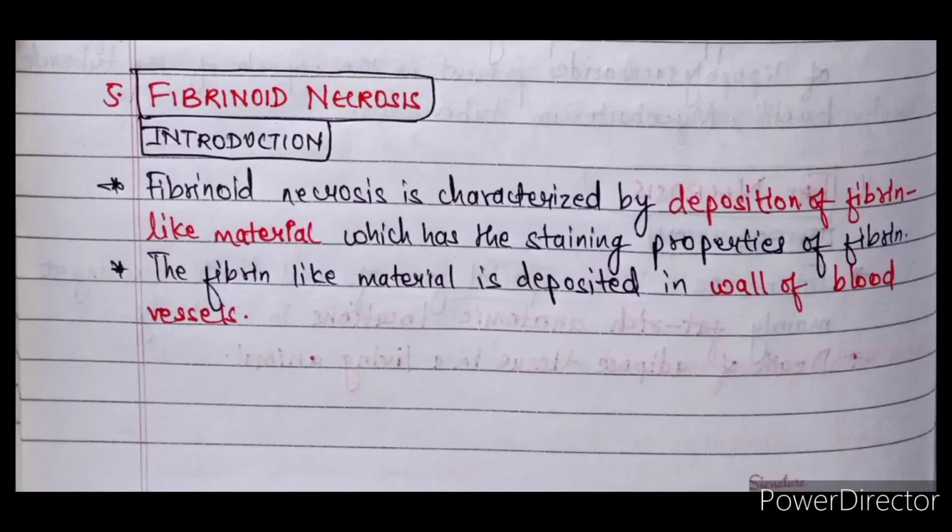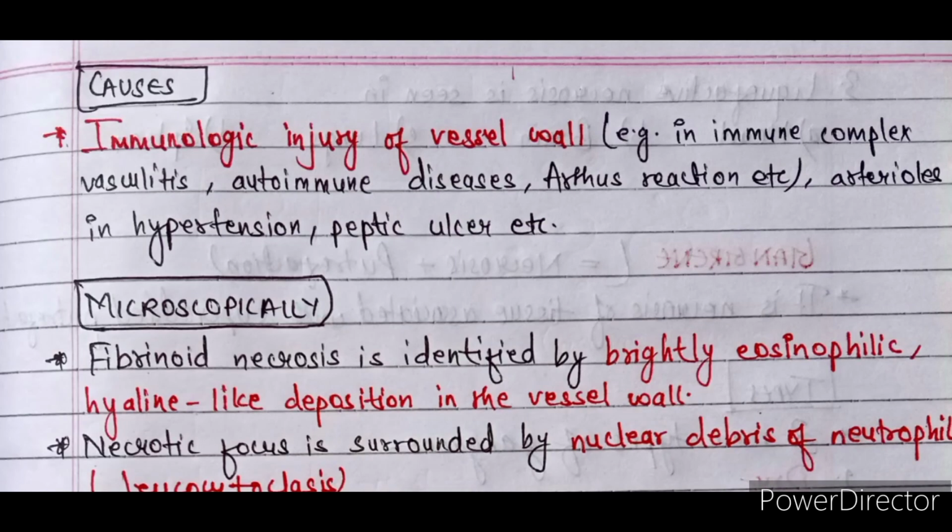Now let's see the fifth type of necrosis, that is fibrinoid necrosis. Let's see its introduction. So the fibrinoid necrosis is characterized by deposition of fibrin-like material which has the staining properties of fibrin. The fibrin-like material is deposited in the wall of blood vessels. So the cause of fibrinoid necrosis is immunologic injury to the vessel wall.